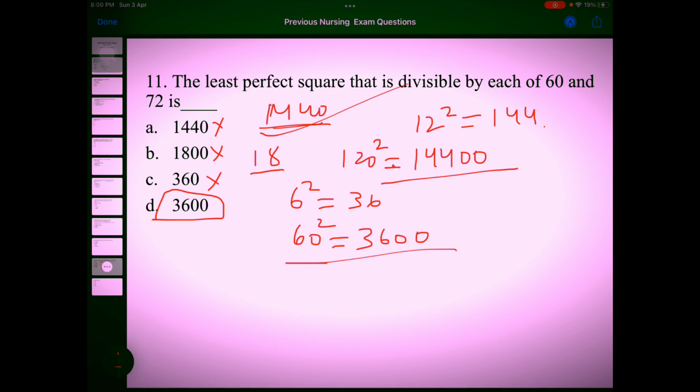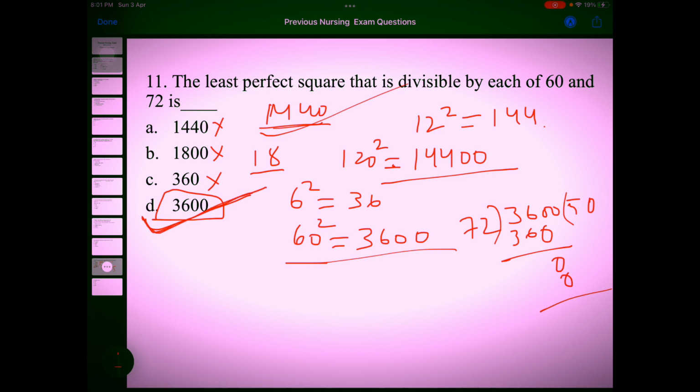Now let's find whether it's divisible by 72 or not. Since 3600 is the square of 60, obviously it's divisible by 60. Now 3600 divided by 72: 72 goes into 360 five times, 5 times 72 is 360, then two zeros come down. So 72 multiplied by 50 equals 3600. So this number is a perfect square that is divisible by both 60 and 72. The correct option here is option D, that is 3600.